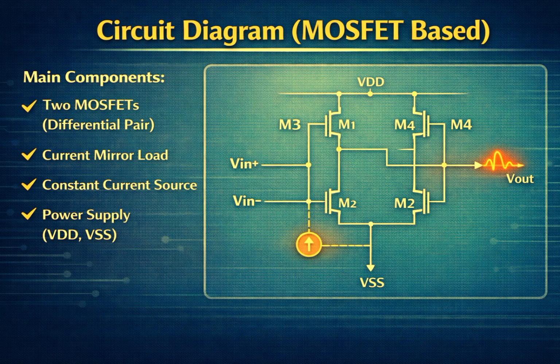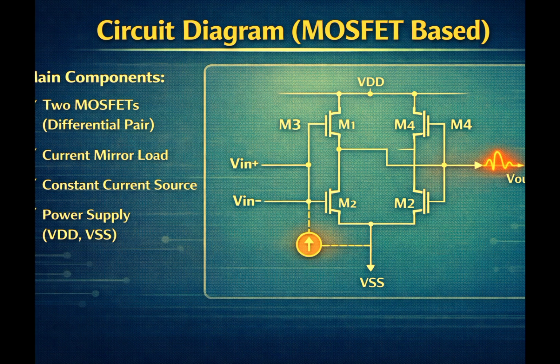How it is connected. The two MOSFETs receive Vin+ and Vin- at their gates. Their sources are connected together and connected to a constant current source. At the drain side, a current mirror load converts the differential current into a single-ended output voltage. This configuration improves gain compared to simple resistive load.